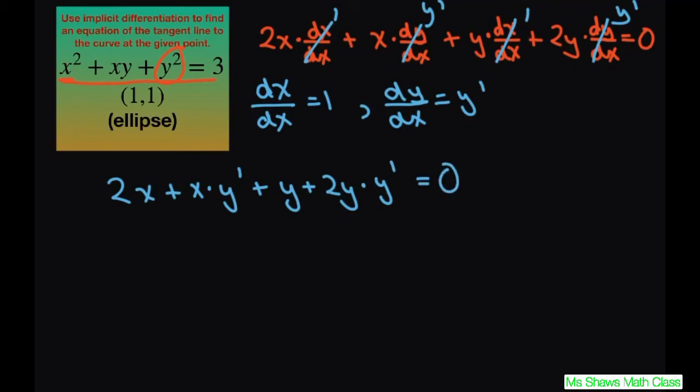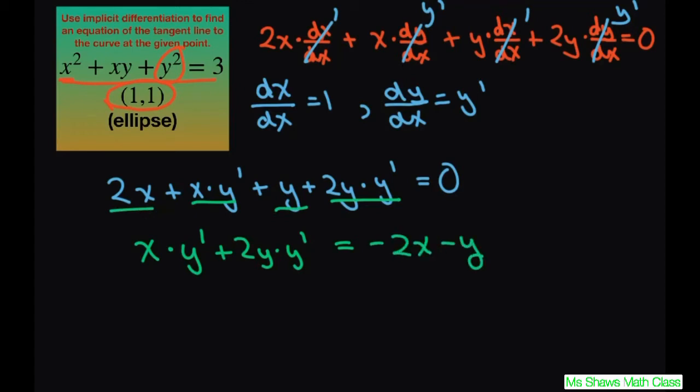Now at this stage, if you wanted to, you could go ahead and plug in your 1s for x and y. It might be easier. I'll just group my terms together. My y primes are going to go on the left-hand side, and everything else, these two, go on the right-hand side. Now factor out your y prime, which gives you x plus 2y.